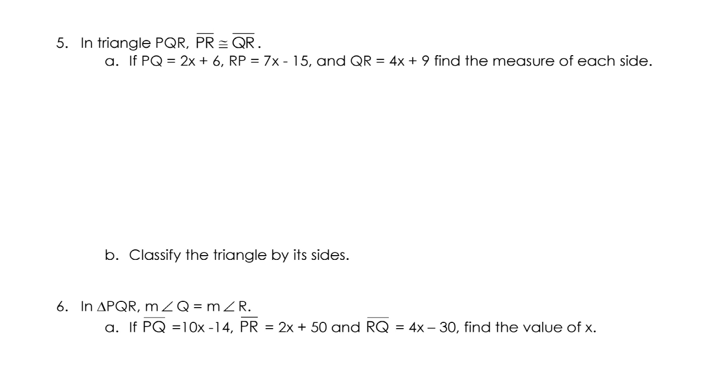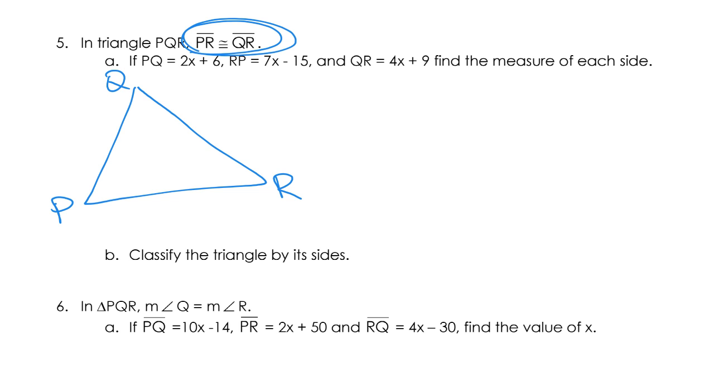All right, so number 5 on the back side of our extra practice for our triangles, it says in triangle PQR. And a lot of people are going to read right over that, but you can't. You need to make sure that you're marking that. If you do not mark it, you're going to get confused about why we're doing what. So it says that side PR is congruent to side QR.